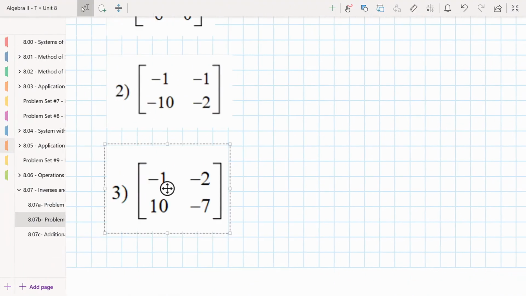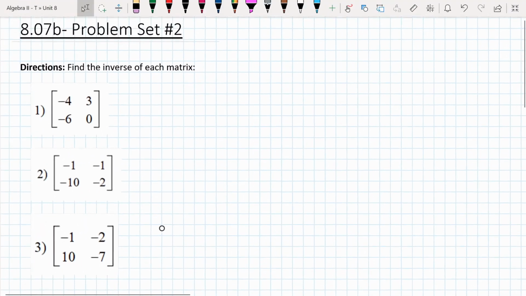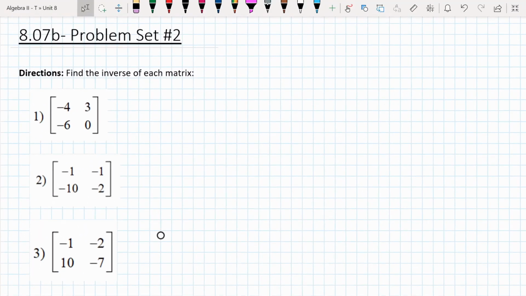So problem set 2. We're going to find the inverse of each of these 2x2 matrices. It gets a little complicated with 3x3. We'll get into that a little bit next week. But for some of these we get to a point where it gets so tedious that you actually just use computers and program how to evaluate these. But with 2 by 2, it's simple enough that we can do it by hand.